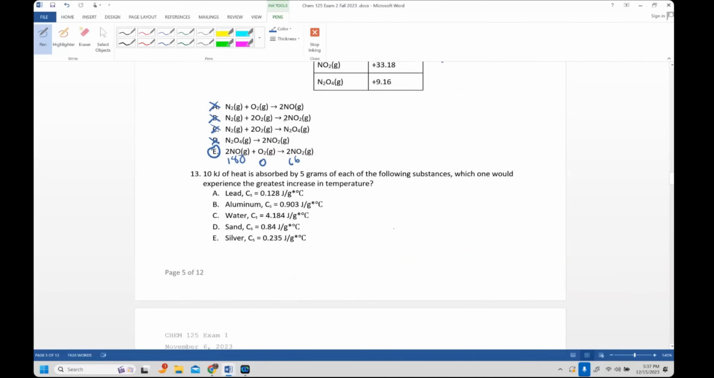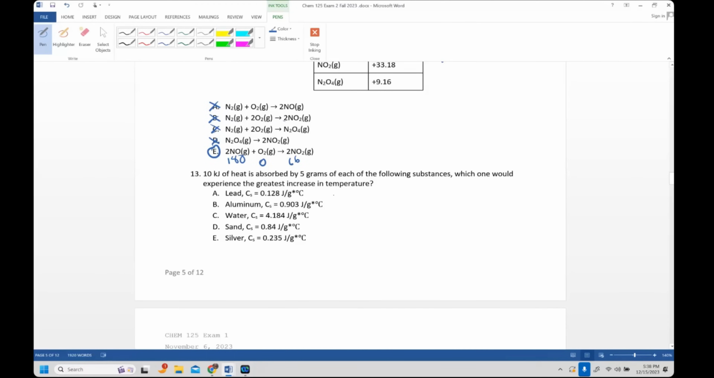So 10 kilojoules of heat is absorbed by 5 grams of each of the following substances. Which one has the greatest increase in temperature? Now, for specific heat capacity, the smaller the specific heat capacity constant, the quicker it will change temperature when given a certain amount of energy. So I'll say that again. Smaller specific heat capacity means it gains or loses temperature quicker.